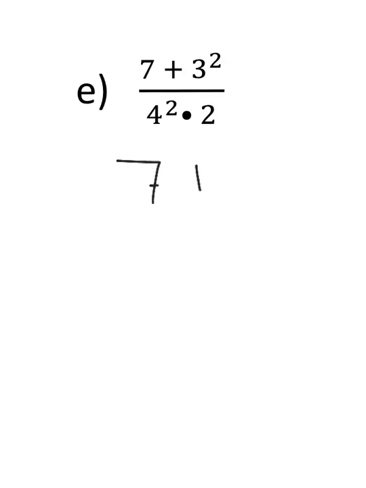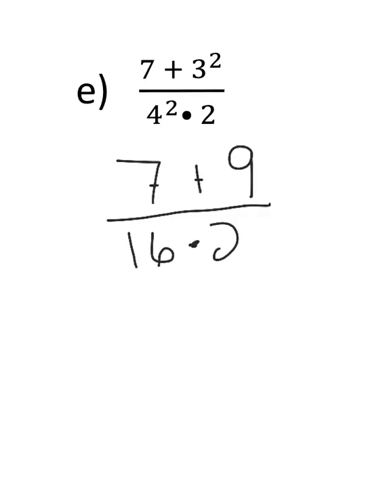At this time, I'm starting to feel comfortable, and therefore I'm going to do 2 steps at once. 7 plus 3 squared is 3 times 3, which gives us 9, and that completes my numerator. In the denominator, in the same step, I'm going to do 4 squared, which is 4 times 4, which gets us 16 times 2 as the denominator. Again, showing my work clearly and neatly down the page. The next step I must do is multiplication. I'm going to do 7 plus 9 in the numerator, and in the denominator I will get 32.